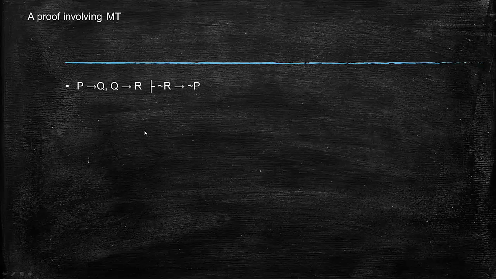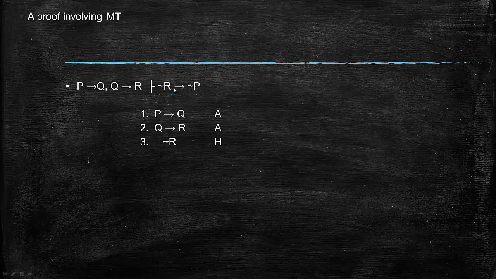So here's a little proof involving modus tollens. So we have if P then Q, if Q then R, and then we want to show that if not R, then not P. So we could easily show if P then R, right, by two applications of conditional elimination. But how do you show if not R, then not P? Well, in the past, you would have had to do some kind of negation elimination proof, because simply hypothesizing not R would not have done anything great for you.